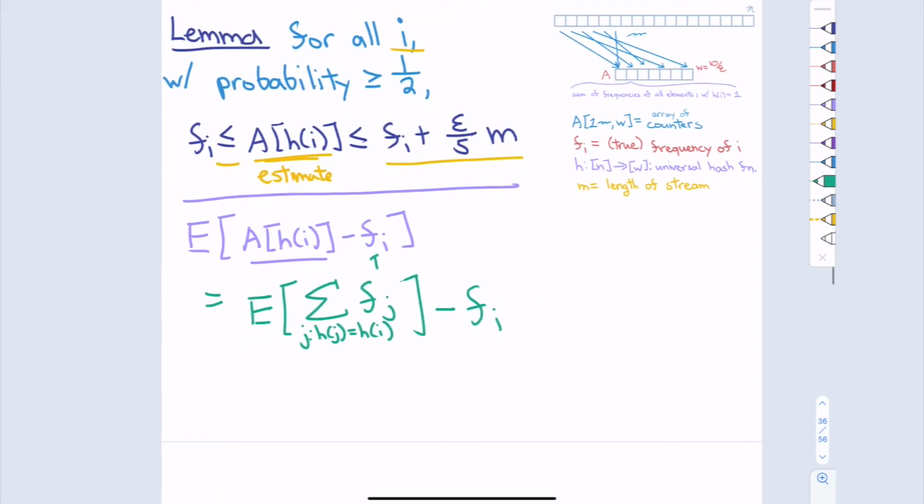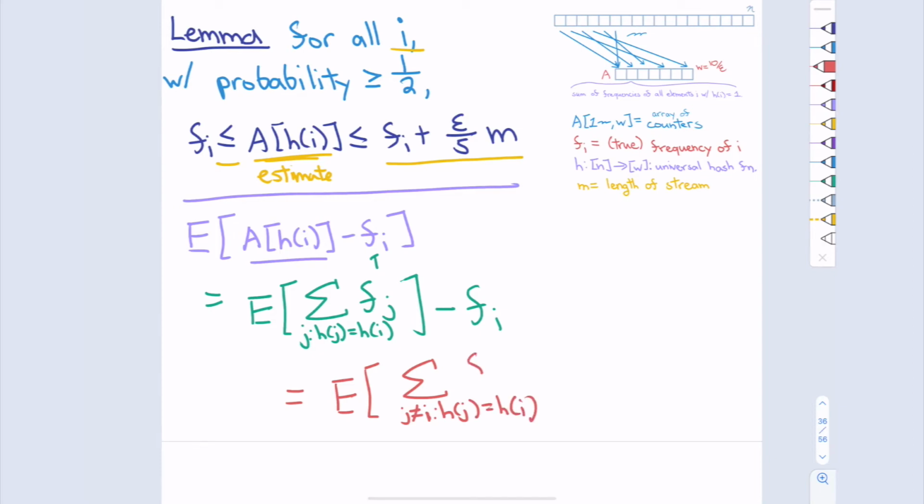And I can remove from this sum whatever term. This is summing over all the elements that collide with element i, but that actually includes element i. So you can add and subtract some stuff. Instead I'm just going to sum over all the elements j not equal to i that collide with element i, the frequency of that element. It might seem notationally heavy, but what it's representing is the total sum of frequencies over all collided elements.